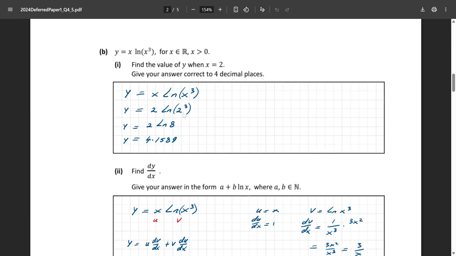And you sub in 2 for x, and you get 2 cubed is 8. And then it's just calculator work. Make sure you get your 4 decimal places. This bit is important on your calculator. So that bit wasn't so bad.